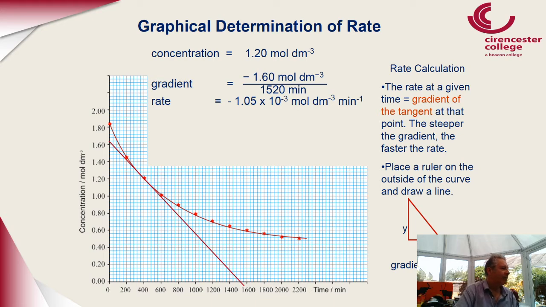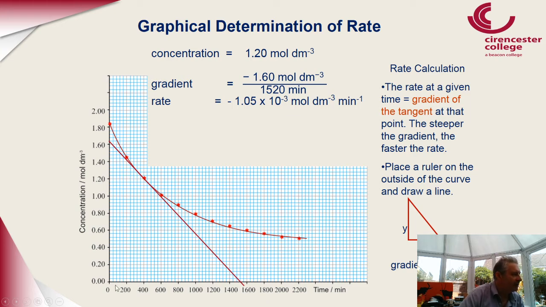Okay, and we're doing that by looking at the fact that it's approximately minus 1.6 moles per decimeter cubed, and it's approximately 1520 minutes for that to happen. Now the triangle has been drawn. Here's my cursor. That triangle, crossing the y and the x axis, you can use to work out your y and x coordinates, because this gradient line does that.